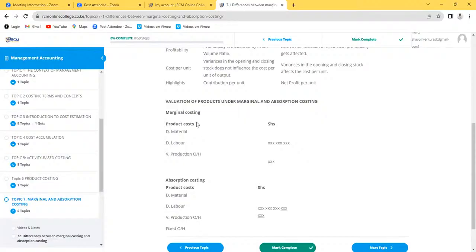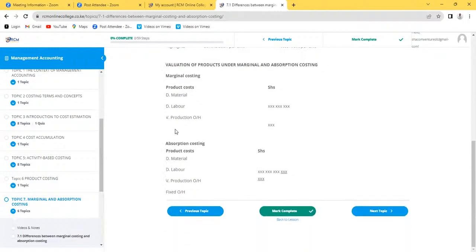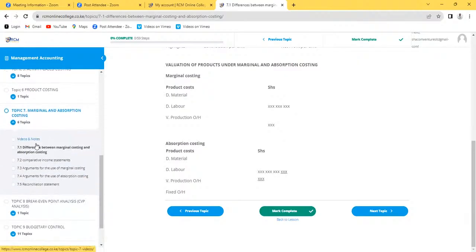So, valuation of products under marginal and absorption costing. Under marginal, of course, I've just mentioned it here. We have direct material, direct labor, then variable production overheads. Under absorption costing, we have direct material and direct labor to give us prime cost. Then we add variable production overheads and fixed production overheads. So the two form part of the product cost under absorption.